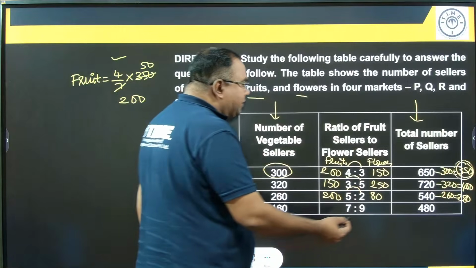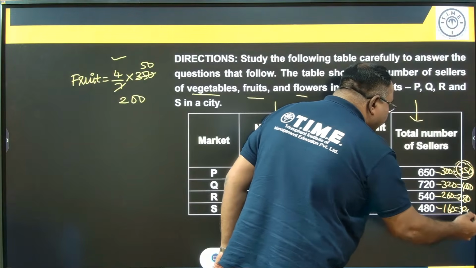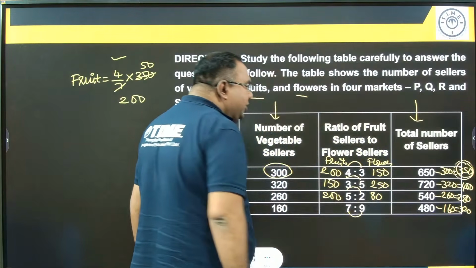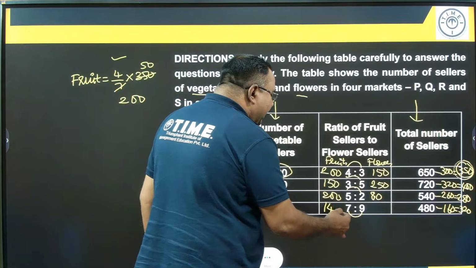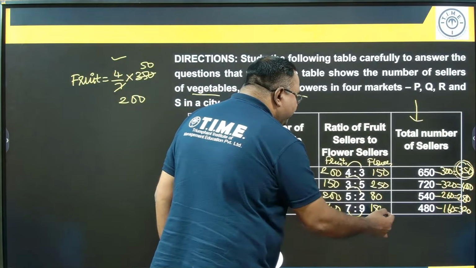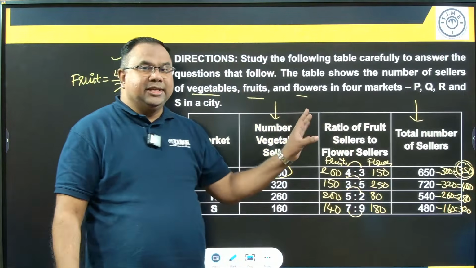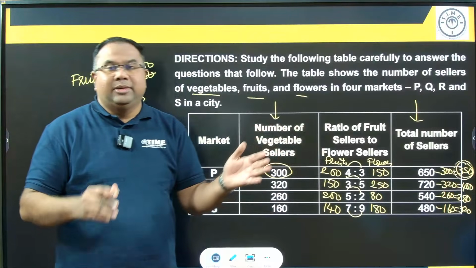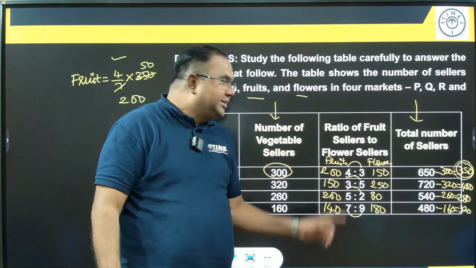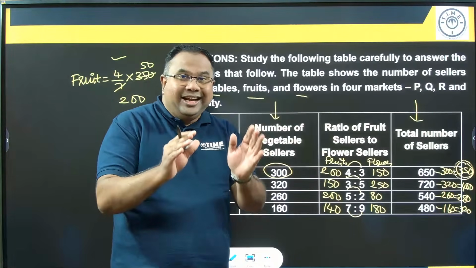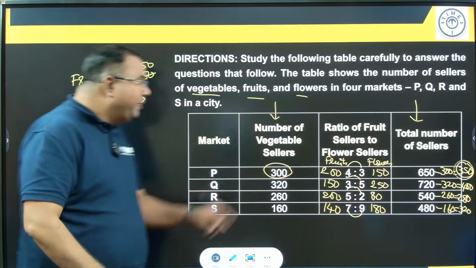So 480 minus 160. It has to be 320. 320 total 16 parts. So 320 by 16, each part 20. So 7 into 20, 140. 9 into 20, 180. You do this homework, right? Once we do this analysis, how many are total, how many are vegetables, subtract them, we'll get total of fruit and flowers, and the ratio of fruit and flower is given. You neatly write down this data on your rough sheet provided in the examination hall. Once you write down, I have copied this here. See here.